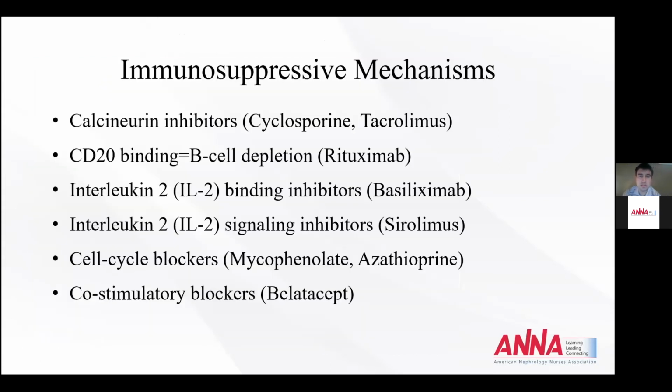So again, these are some of the basic immunosuppressive medications that we use. You have calcineurin inhibitors, cyclosporine and tacrolimus most commonly. You have the CD20 binding site, which causes B cell depletion. So it's going to wipe out your B cells, commonly used for antibody-type rejection. Then you have interleukin-2 binding receptors used for induction, Basiliximab. Interleukin-2 signaling inhibitors. So there's a binding inhibitor, and then there's one that blocks the signaling of interleukin-2, known as Sirolimus. Cell cycle blockers, which mess with the DNA and RNA replication, Mycophenolate Mofetil and azathioprine.